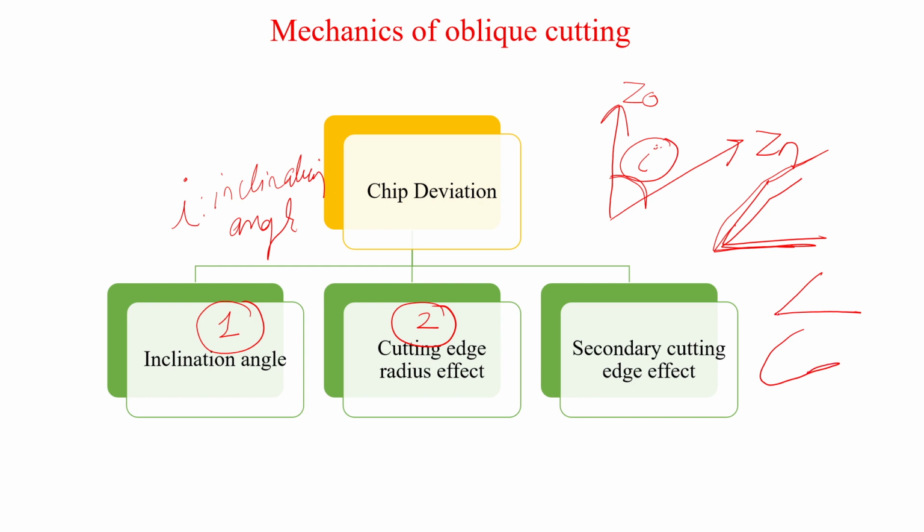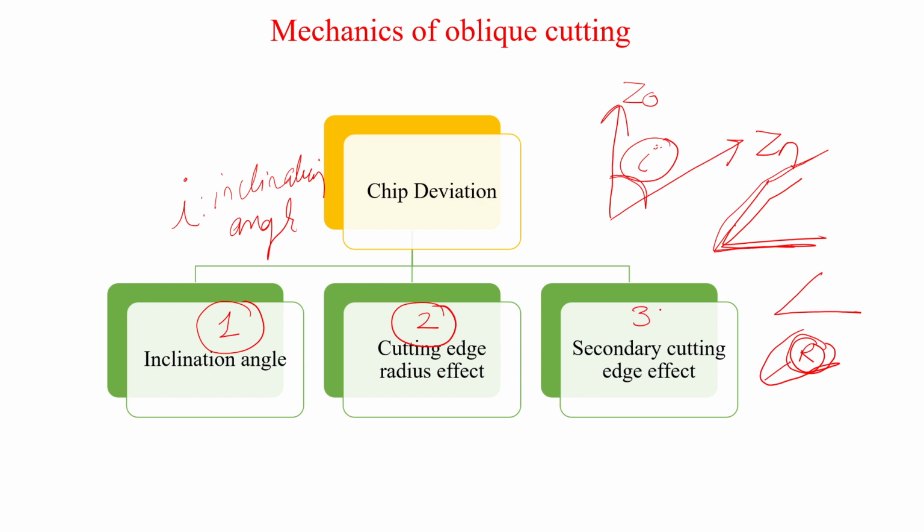This is perfectly sharp, pointed, and this is having some radius r, right? Because of this radius, there is a difference in the geometry, in how the chip flows. The entire geometrical calculation changes, and we have some other angles of some other planes which come into contact. So because of the existence of this cutting edge, which has some radius, there is a deviation of the chip flow. So this is the second reason.